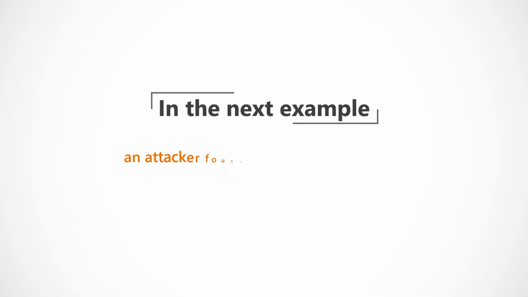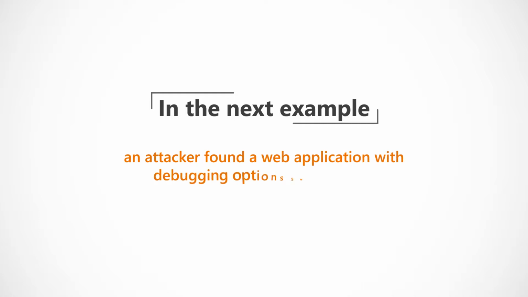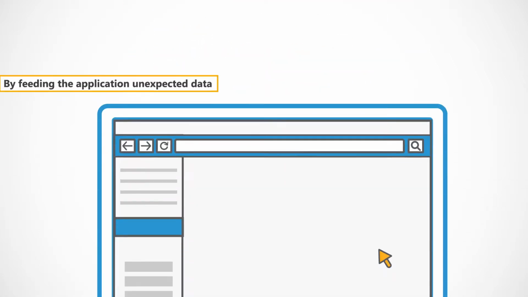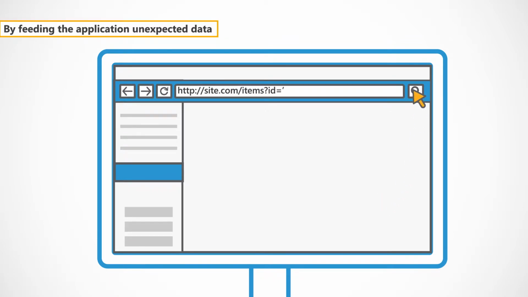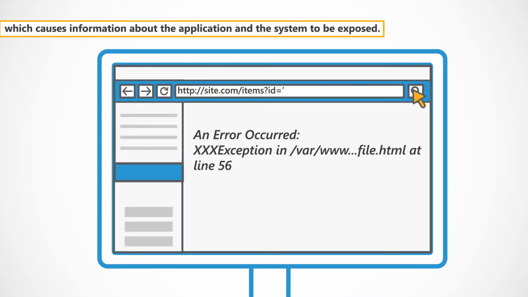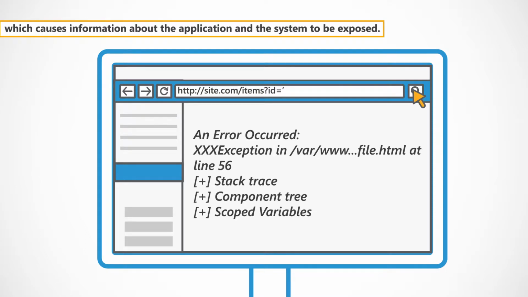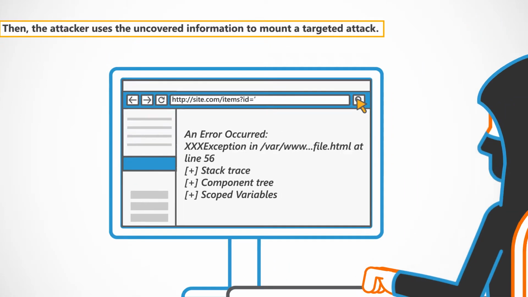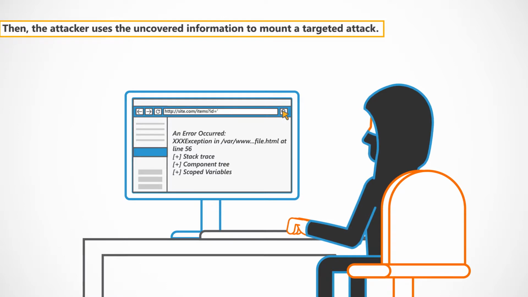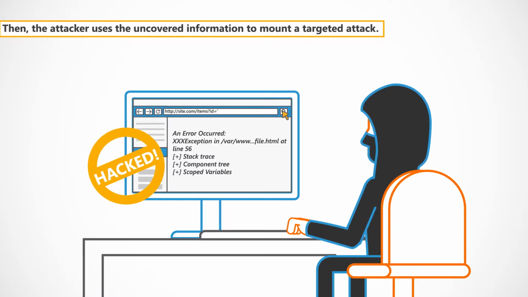In the next example, an attacker found a web application with debugging options switched on. By feeding the application unexpected data, the attacker is able to force an error which causes information about the application and the system to be exposed. Then, the attacker uses the uncovered information to mount a targeted attack.